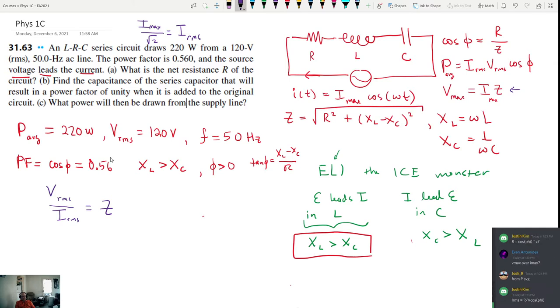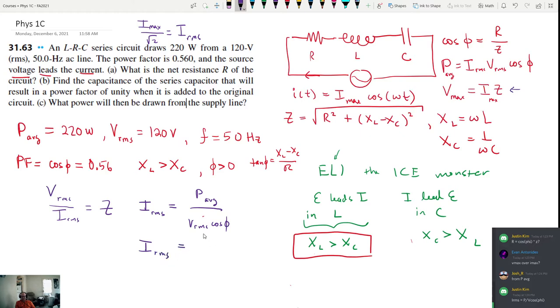From average power, that's right. From our equation up here, from average power, we can see that IRMS should be equal to average power divided by VRMS cos phi, right? Because we might need this later, I don't know if we do or not, but often we do.